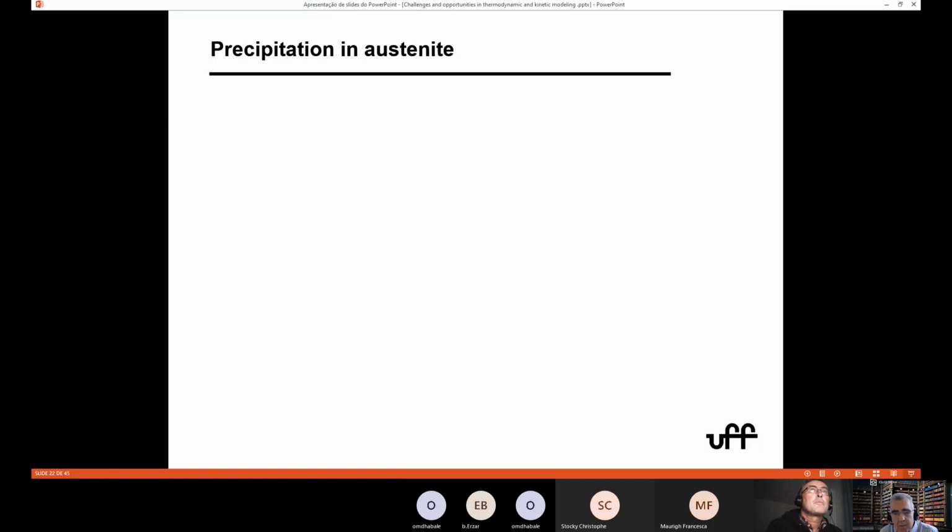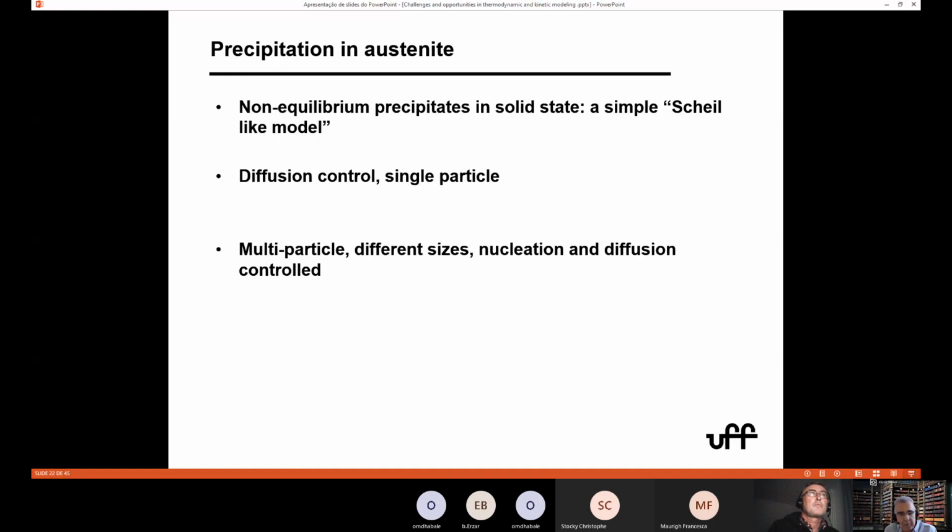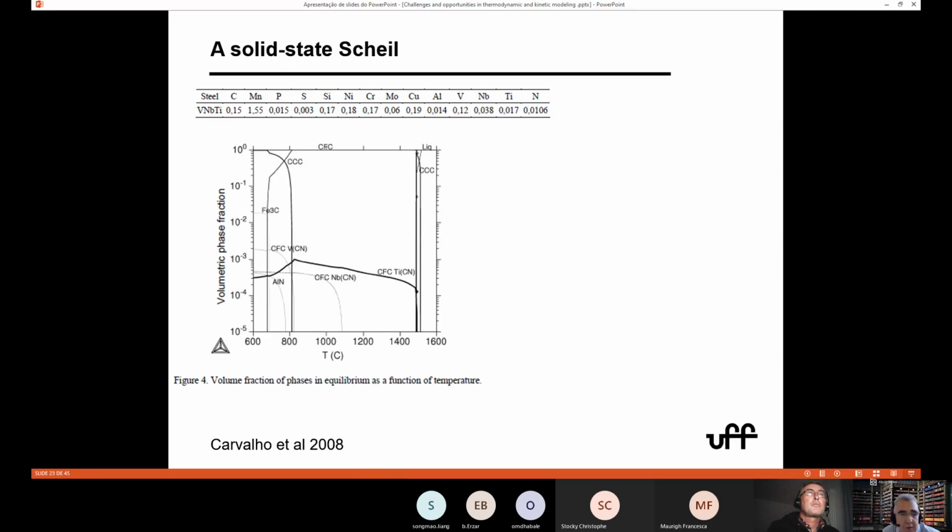Now, when you look into the precipitation in austenite, we have 3 ways of looking at it. I mean, you can look with what I call a shell-like model, in which you assume that the particles will never change their composition once they precipitate, but the austenite is fast diffusing, which is not very different from real life. Then you can do actual diffusion with a single particle, which I'm not going to discuss. And then you can do multi-particle, different sizes, including nucleation and diffusion. Which is, of course, the ideal, but it is much more complicated.